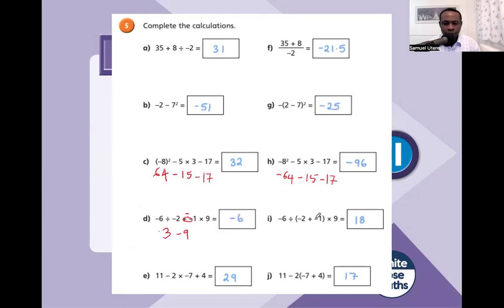This one, let's resolve these two signs first. These two will become negative. So we have negative 2. We do the bracket first. Negative 2 subtract 1 will be negative 3. So when we rewrite this, we'll have negative 6 divided by negative 3, and then times 9. Of course, we have multiplication and division together, so their order of priority is the same, so we can just start doing it from left to right. So negative 6 divided by negative 3 will be 3.